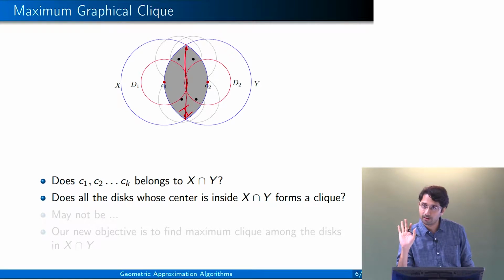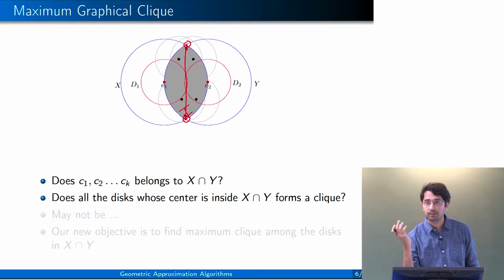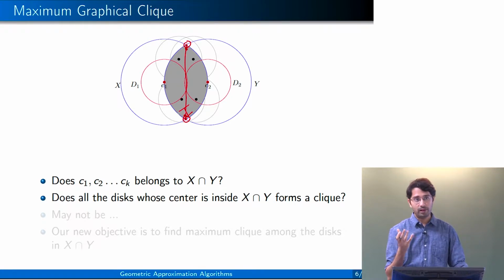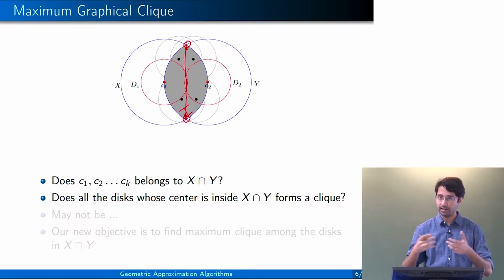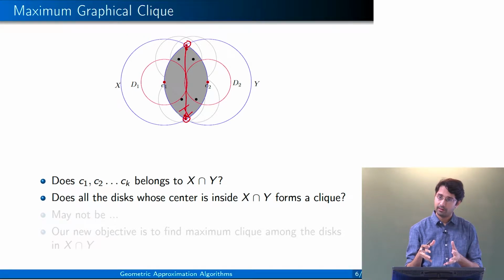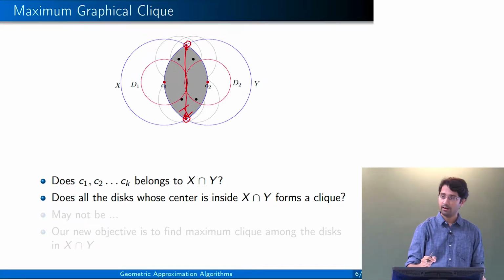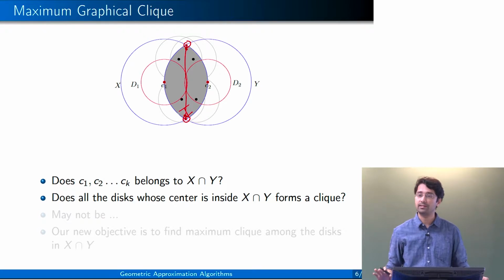Greater than 1. So, if a disk is centered at this point and there is a disk centered at this point, they will not intersect. So, what we have is the furthest pair of disks. I take the intersection, find a region, and within that region there are a lot of centers. Now, my new objective is to find the maximum clique among the disks whose centers lie in that region.